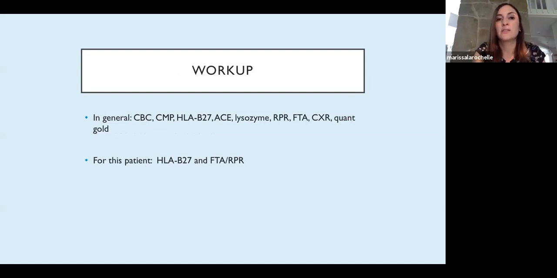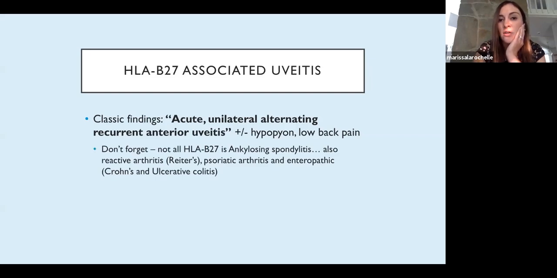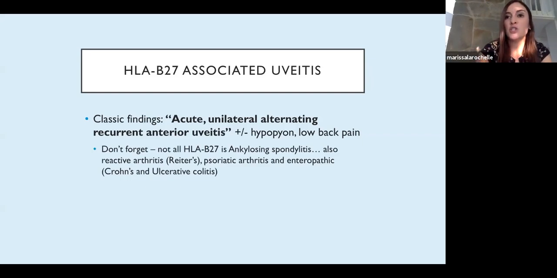So what's the workup for uveitis? In general, you can see the workup listed as ruling out things like sarcoid, TB, syphilis. In a patient that comes in with just unilateral, acute, non-granulomatous anterior uveitis, I would just check an HLA-B27 and an FTA-RPR. This patient was positive for HLA-B27. So I use those words: acute, unilateral, alternating, recurrent anterior uveitis. And those are sort of buzzwords to let us know the typical course of this disease, which is very classic for B27 disease. Don't forget that not all HLA-B27 disease is ankylosing spondylitis. We also have to remember psoriatic arthritis, reactive arthritis, and the GI illnesses like Crohn's or ulcerative colitis, and they can be associated with uveitis as well.